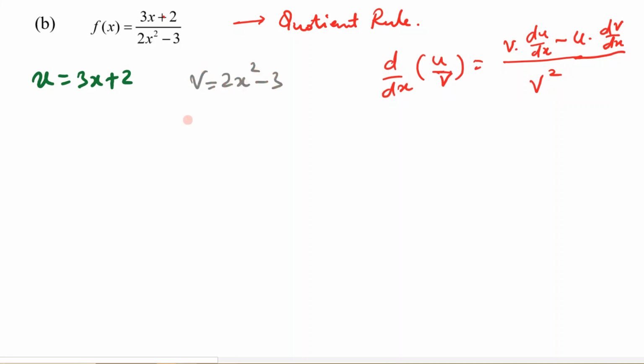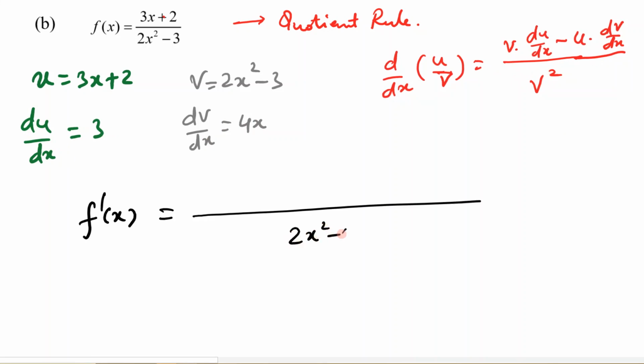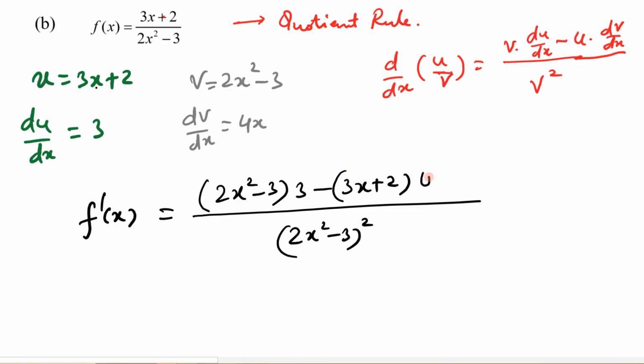If you want, you can find the derivative of these two. The derivative of v would be 4x and the derivative of u would be 3. Then put all the values in the formula: 2x squared minus 3 whole squared in the denominator, then v, 2x squared minus 3, times du over dx, which is just 3, minus u, which is 3x plus 2, times dv over dx, which is 4x. Just plug in the values and then simplify.